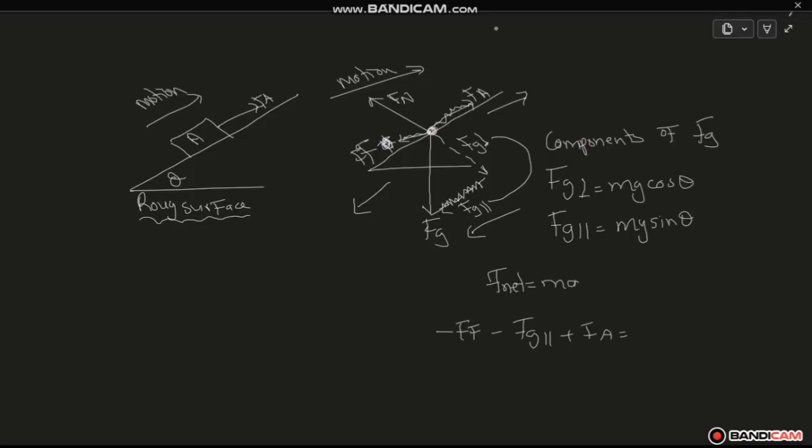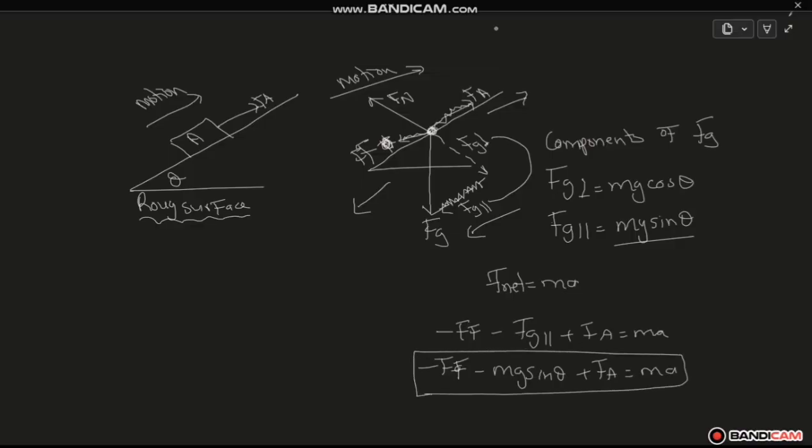So we'll say Fnet equals ma, but you can simplify it further, saying minus Ff minus mg sin theta plus Fa. The theta that you're going to substitute here is the theta that you will be given on your inclined plane. Very, very important. So this is how you're doing this.